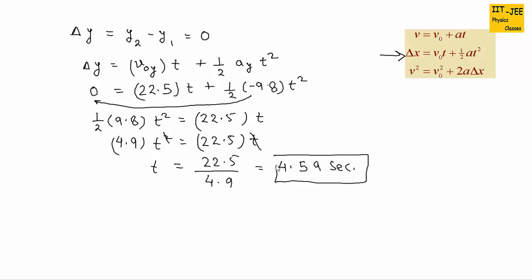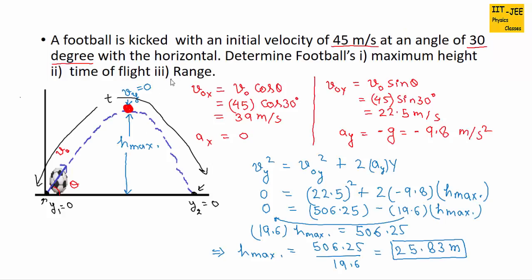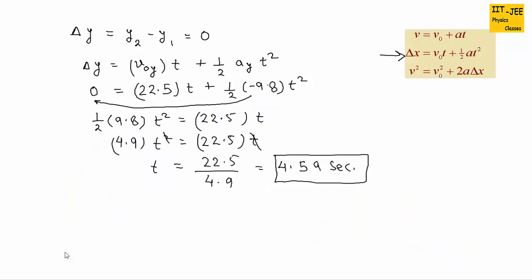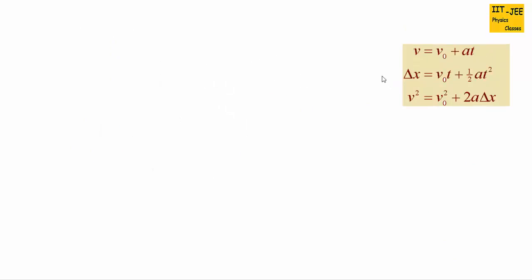So this is the total time the ball takes from the initial point to the final point, or time of flight of the ball. Now we have to find the range. So range is the maximum horizontal displacement from the initial point to the final point. That means this is our initial point and this is our final point. So this would be our range, or delta x. To find the range, we will use the displacement formula in the horizontal motion, delta x equals V0x times t plus half ax t squared.